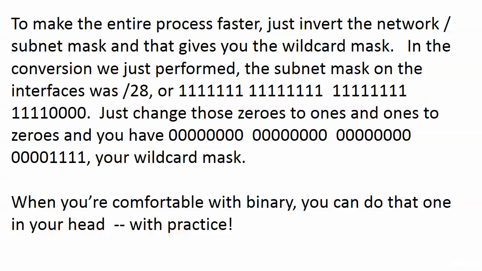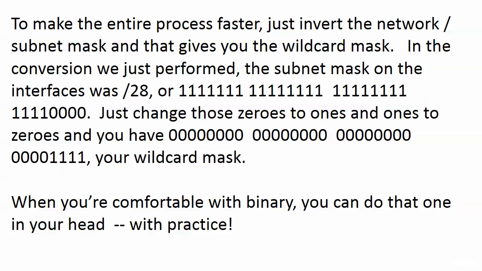And again, to make the entire process faster, just take the subnet mask that you're given and just invert it. And that gives you the wildcard mask. They gave us /28. We know what that is without writing it out. We know that's 28 ones followed by 4 zeros. If you invert that, change the zeros to ones and the ones to zeros, then what you have is 28 zeros at the beginning and 4 ones at the end. And again, with practice, you'll know that when you have a /28 mask, change it to a wildcard mask, the result is going to be 0.0.0.15. You won't have to do all that writing out.